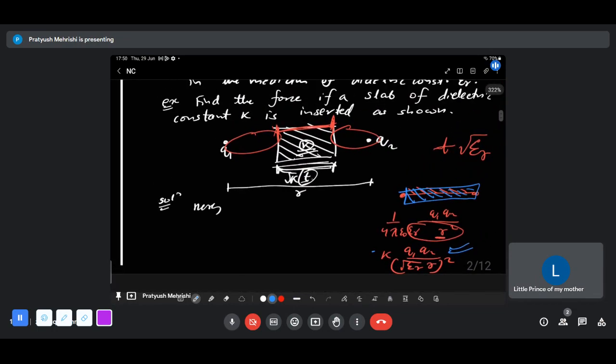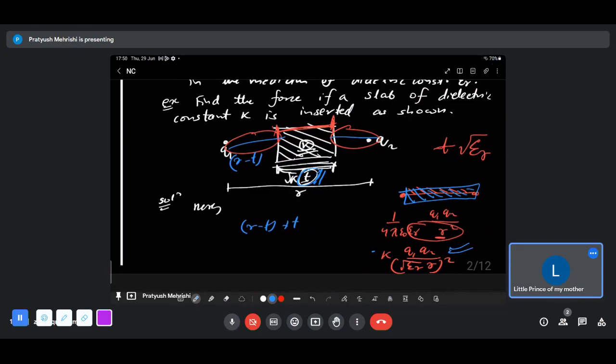So here it is only for t. The remaining distance is what? The remaining distance will be r minus t. This one and this one will be r minus t. R minus t plus t. So the total distance is r minus t plus t. Got it or not?